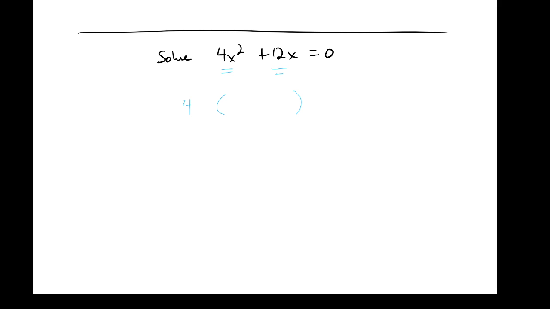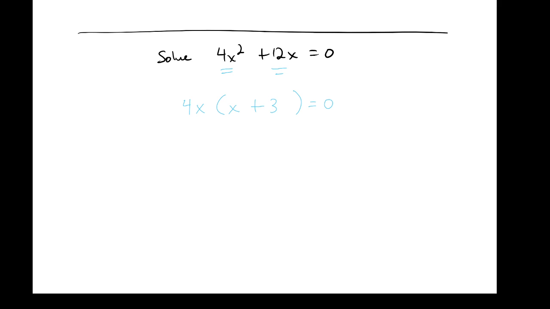But not only can I factor a 4 out, look at the variables. What can I factor out of x squared and x? And the answer is an x. Now watch. If I pull a 4x out of 4x squared, I get left with x. And if I pull a 4x out of 12x, I'm left with 3. If you don't believe me, multiply it back. 4x times x is 4x squared. 4x times 3 is 12x. Same thing we just started with.